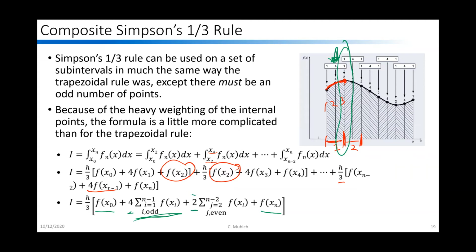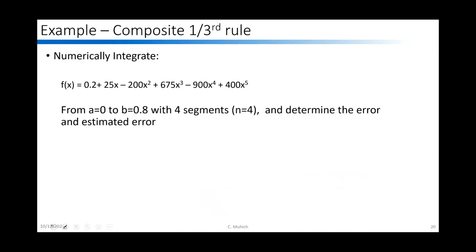So when you're reading this formula, you have to keep track of your indices because the odd ones get multiplied by 4 and the even ones get multiplied by 2. Let's put this into practice with an example.